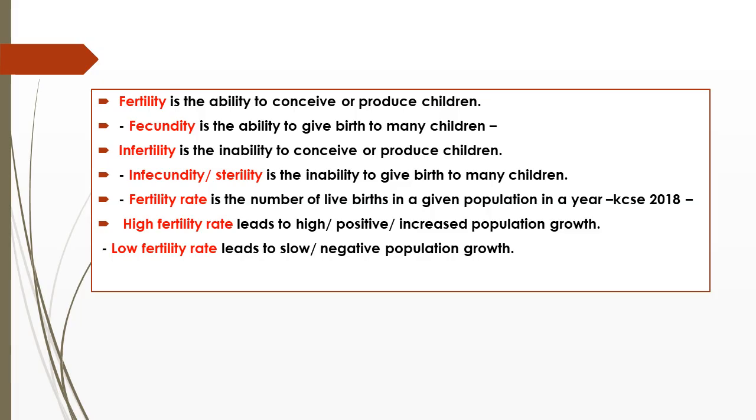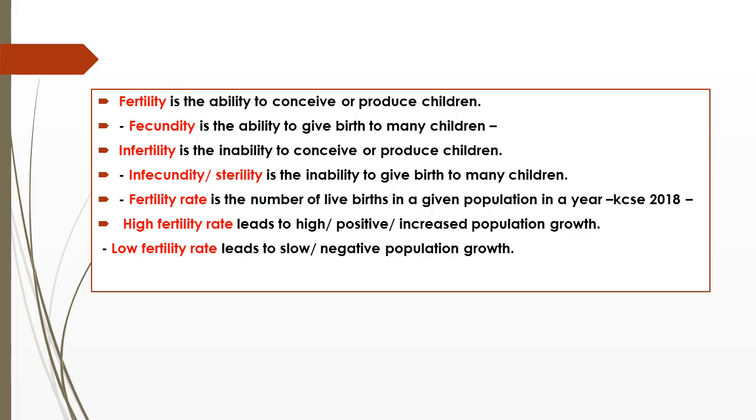Fertility is the ability to conceive or produce children. Fecundity is the ability to give birth to many children, is what we call fecundity. Infertility is the inability to conceive or produce children. This is whereby you are totally not able to have children.